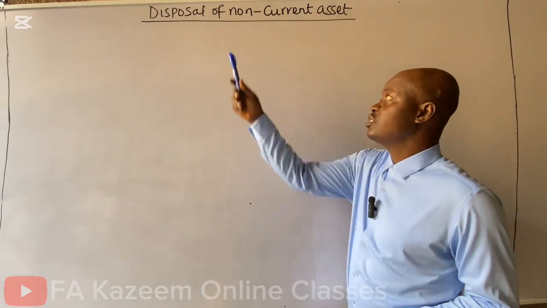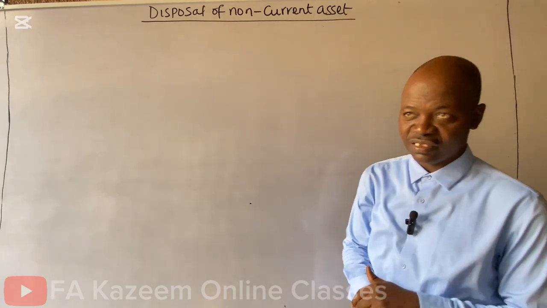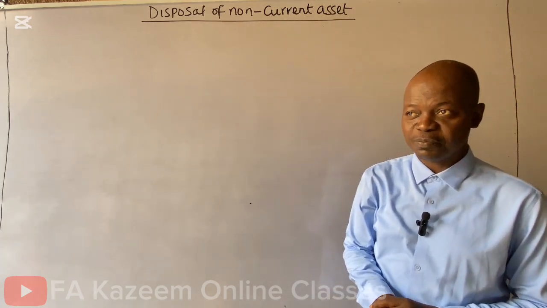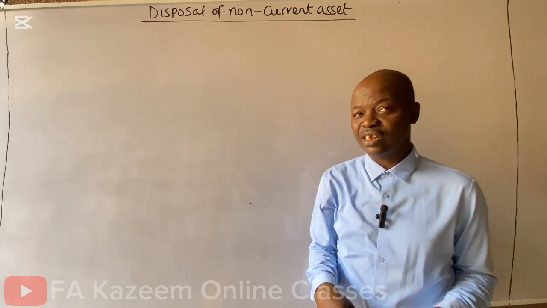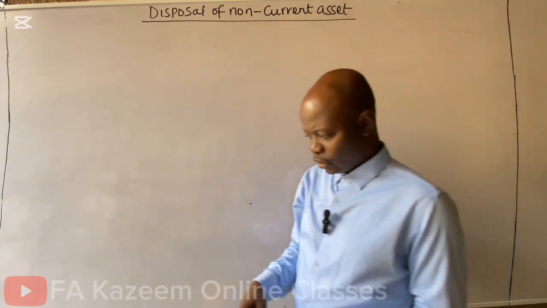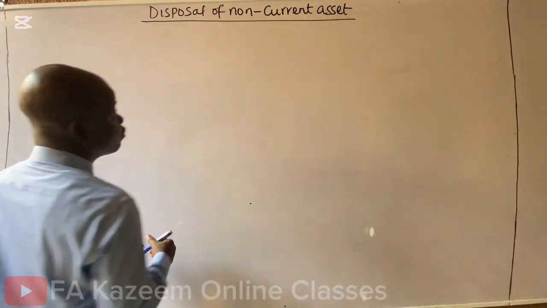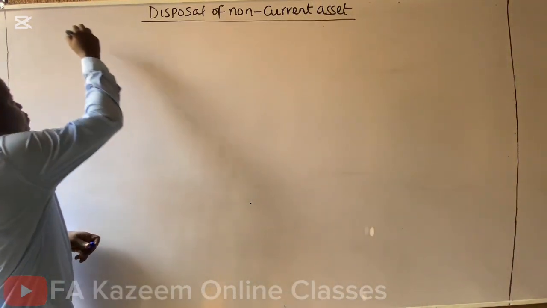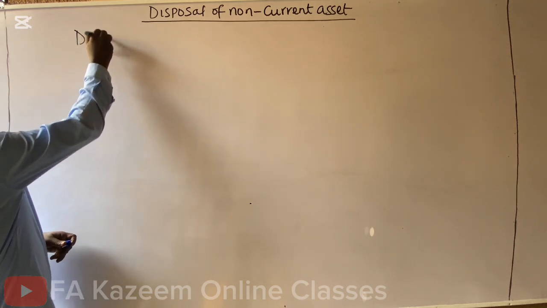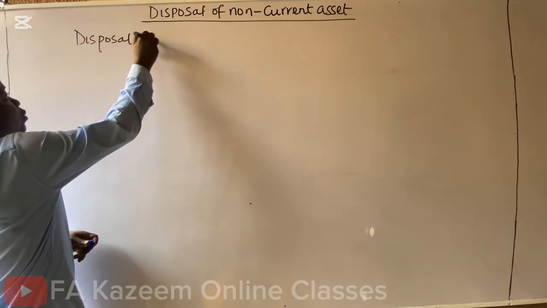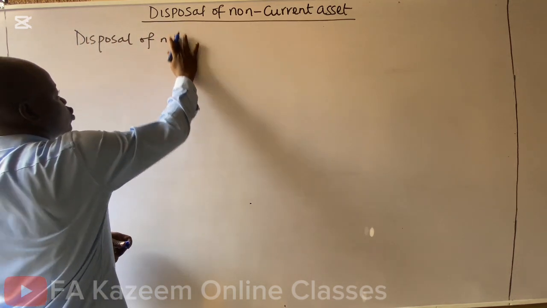We'll be looking at disposal of non-current assets, which is an important aspect of Introduction to Financial Accounting too. The first thing is, why disposal of non-current assets?